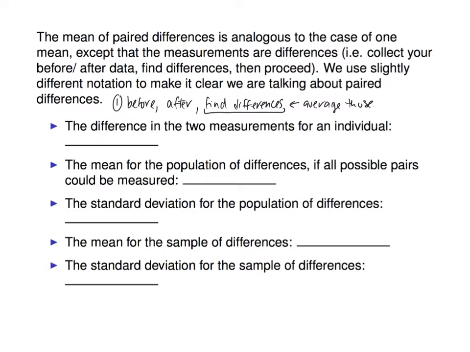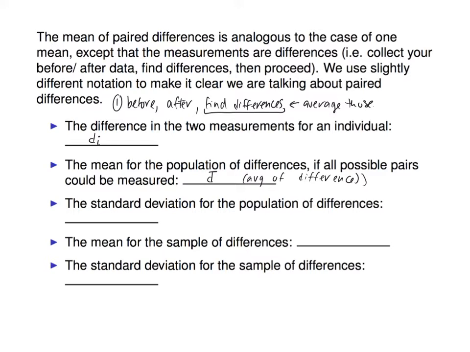So the notation for the difference in two measurements is going to be d sub i, d for difference. And instead of x bar, do you remember? We use d bar, just to emphasize that we found an average of the differences. As in, first we found differences, then we averaged them. So average of differences. What symbol?